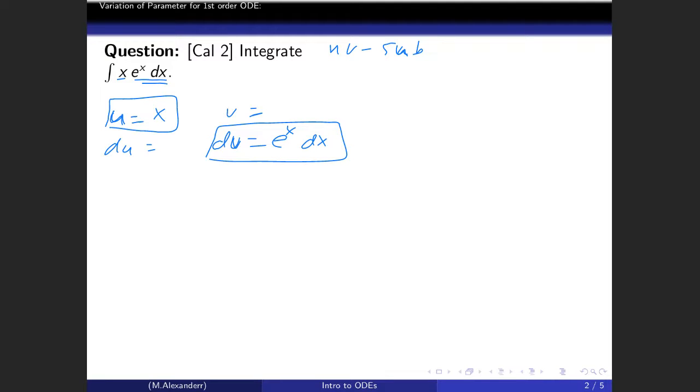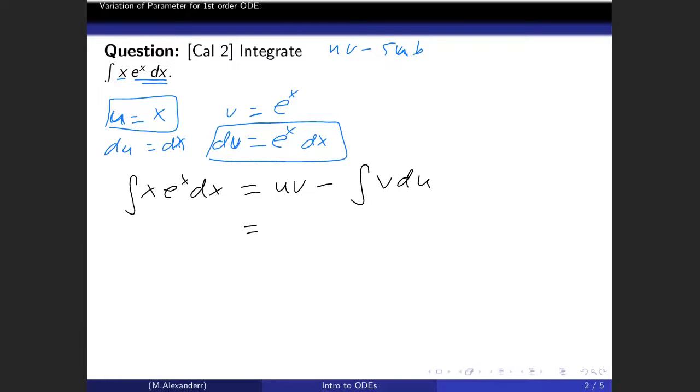All right, so the derivative of u is just dx. And now the integral of dv, integrate e to the x, this is the easy function, so it is just going to be e to the x. Now that you have this information, we want to integrate x e to the x dx, but our UV substitution, or integration by parts formula, says that this is equal to uv minus the integral of v du. So just a quick review of Cal 2.